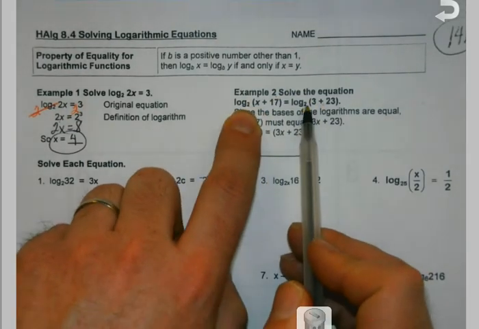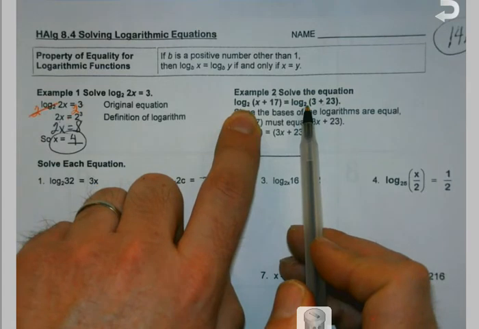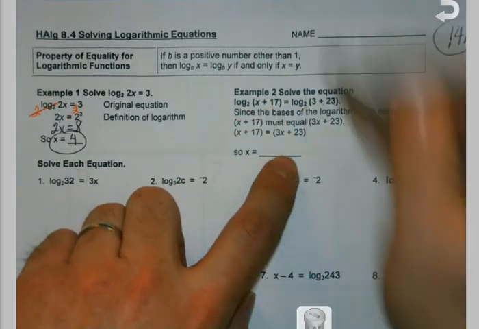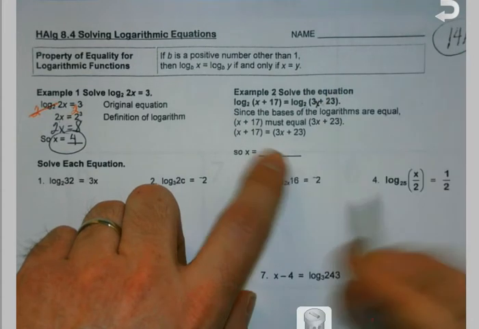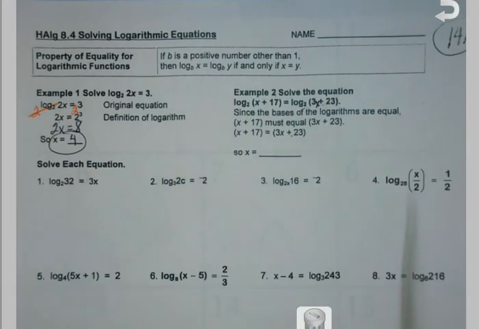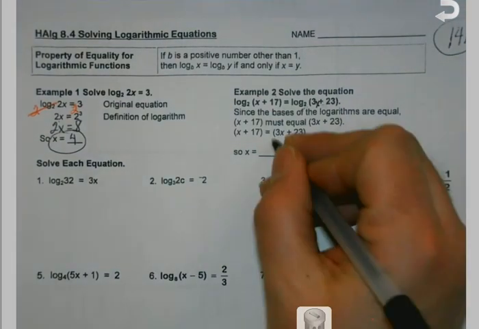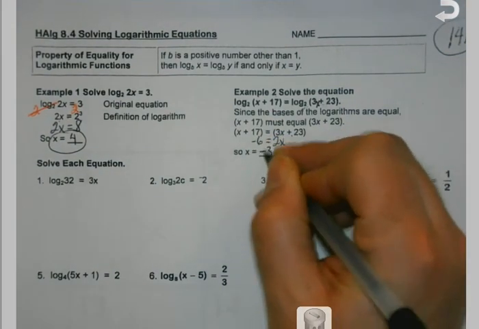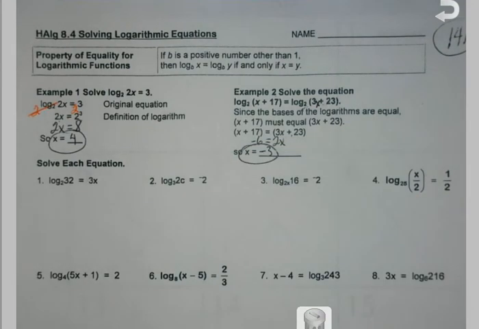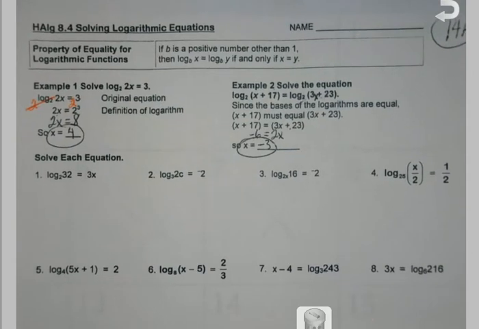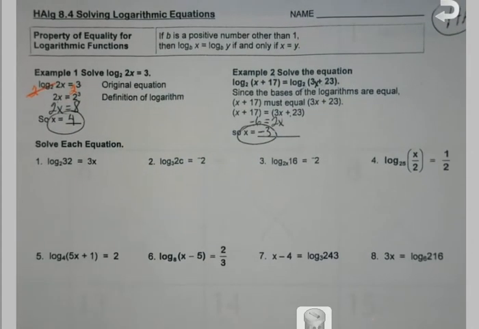But these will be the ones that you're going to like the most. If you have logs of the same base on both sides of an equation, basically that means what's in the parentheses has to be equal. So in that case, if they're both log base 2, I just set those equal and go algebra equation on it and find a solution. If it looks simple, it probably is going to be simple with these. But those are the two types of situations I can get myself into on this.